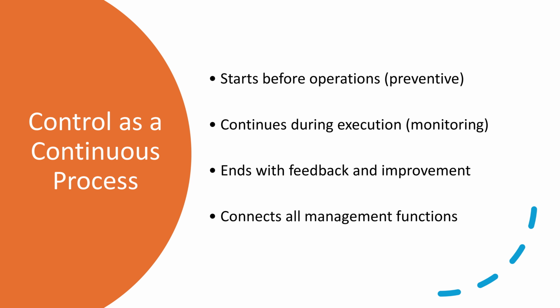Control isn't something that happens only at the end of a cycle. It's continuous. It starts before operations begin, which is preventative control, continues during execution, which is monitoring, and ends with review and evaluation, which is feedback. This continuous loop ensures improvement over time. When I review performance reports and apply lessons learned to the next production plan, that's control feeding back into planning. Control connects all other management functions. It verifies that planning is realistic, that organizing is efficient, and that leadership decisions are effective.